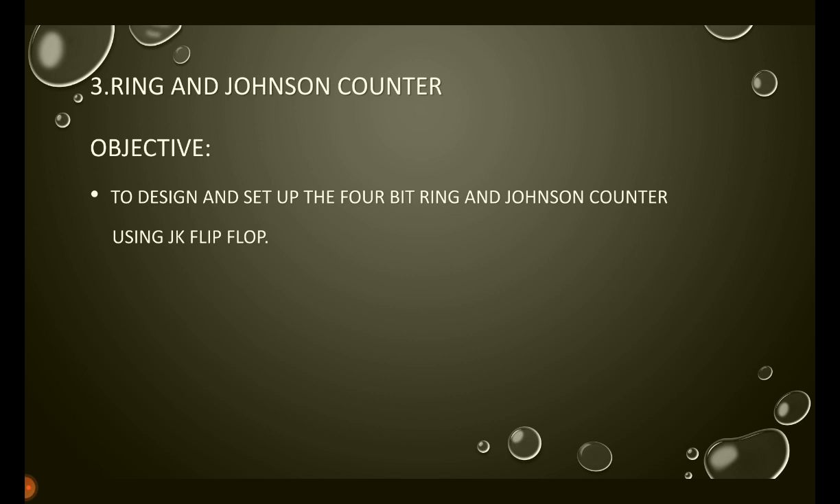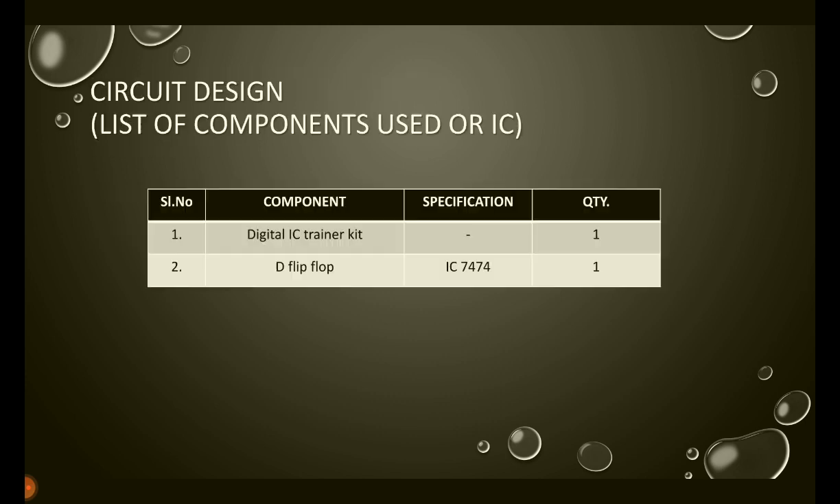Ring and Johnson counter. Objective: to design and set up the 4-bit ring and Johnson counter using JK flip-flop. Circuit design list of components used: IC. Here we use 2 components, digital IC trainer kit, D flip-flop.